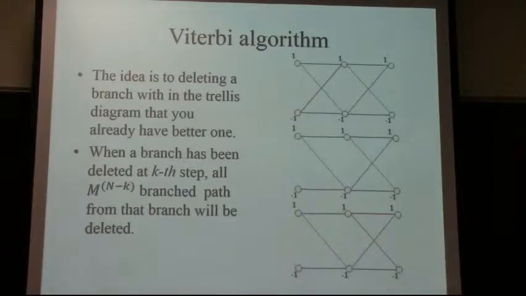Although with M to the power N minus K, when K is around N, it's not great, but when K is something like 2, 3, 4, it does very great things for us. But here, K is 2 or greater than 2. K cannot be 1, because at step 1, you cannot decide. We will see it in the example.